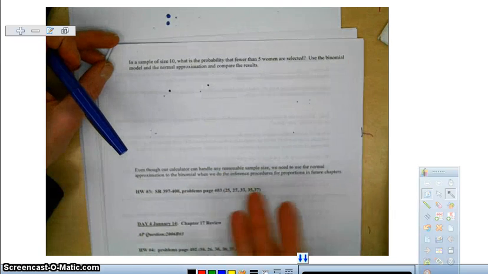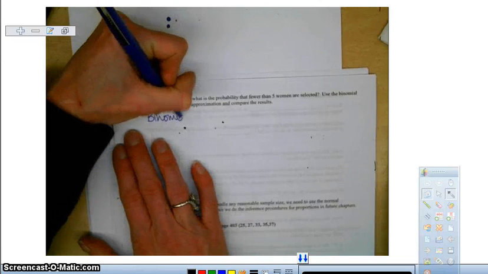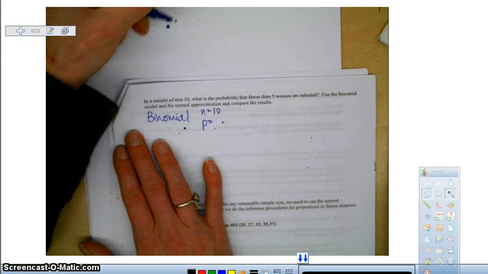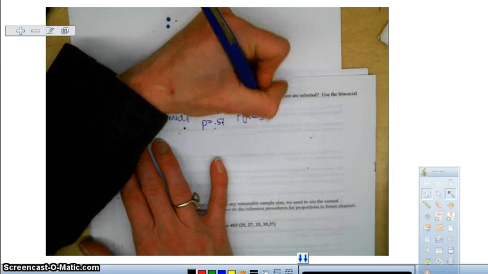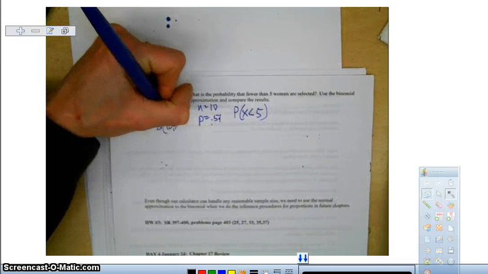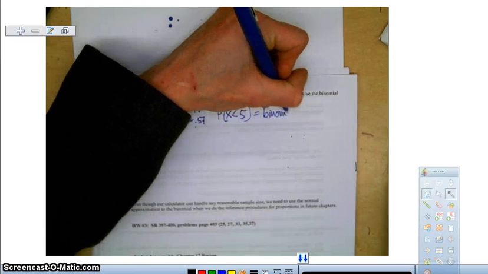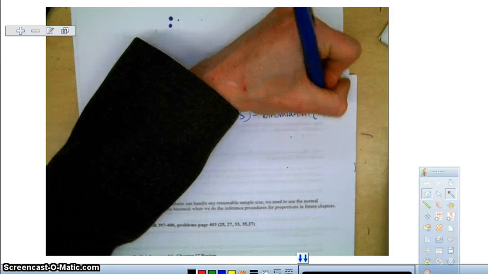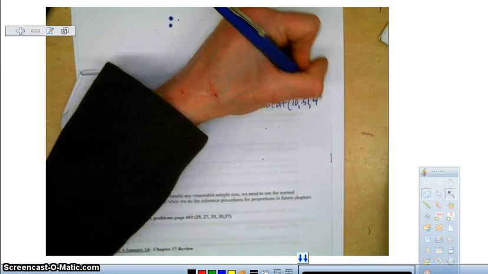Okay, so this time the binomial, what's n? 10. What's p? 0.51. And we want to find the probability that x is less than 5. So x is binomial 10 comma 0.51. Okay, so now we're going to do binomCDF, and we're going to do 10 comma 0.51 comma what? 4. Because it's less than or equal to.